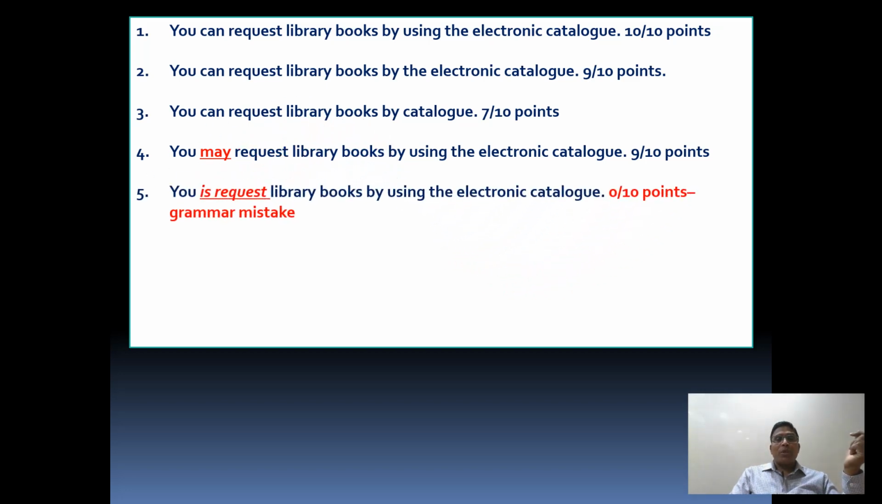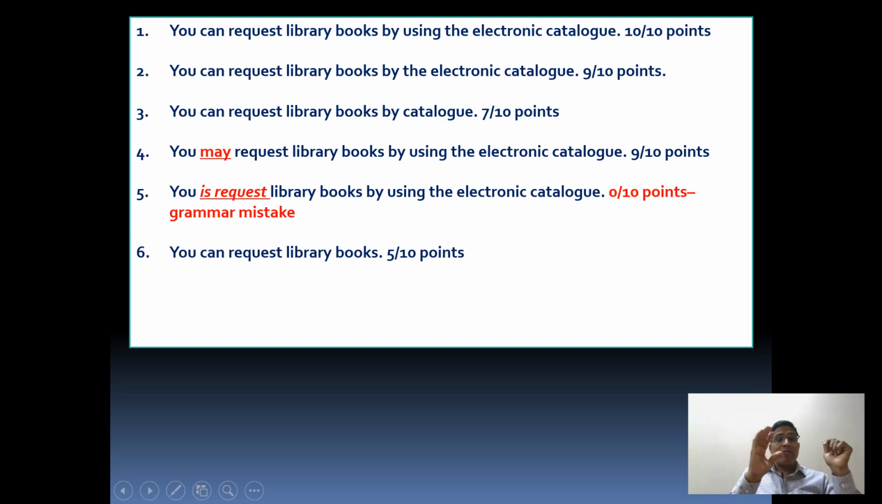Look at the fifth scenario: "You use request library books by using the electronic catalog." Here, grammatically, the tool will not recognize your response as a sentence. So in all likelihood you will get 0 out of 10. And if you look at the sixth scenario: "You can request library books." Only the first 5 words are correct, and 5 points you'll get because spellings match and sequence matches. And grammar also is right. This is a grammatically right sentence.